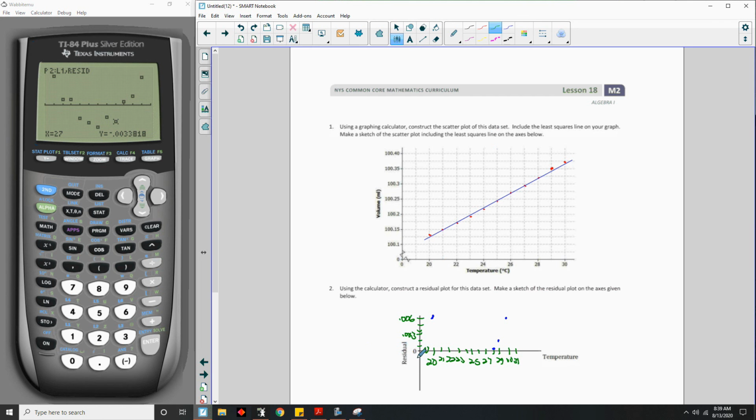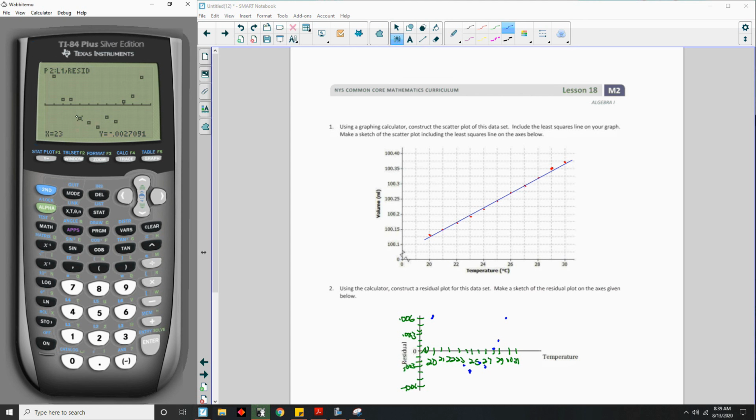So I need to do my table below. 1, 2, 3, negative 0.003. 1, 2, negative 0.006. Okay, so we have 27, negative 0.003. 27, negative 0.003 is here. 26, negative 0.002, 4 would be about here. 25 is negative 0.004, which is about here. Let's say down here a little. It's lower than this one. And then 24, negative 0.003 is here.